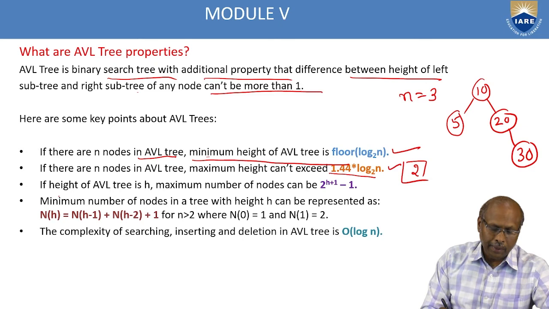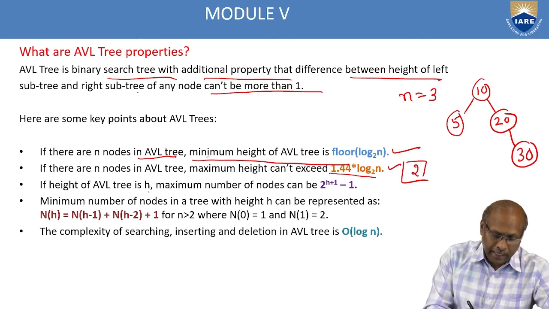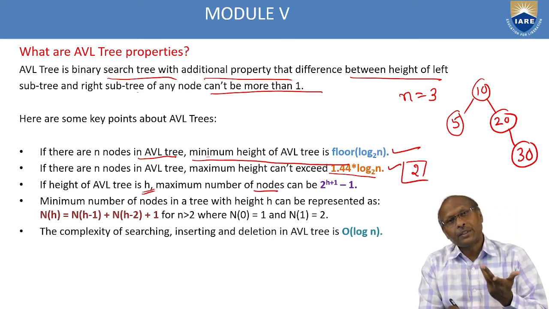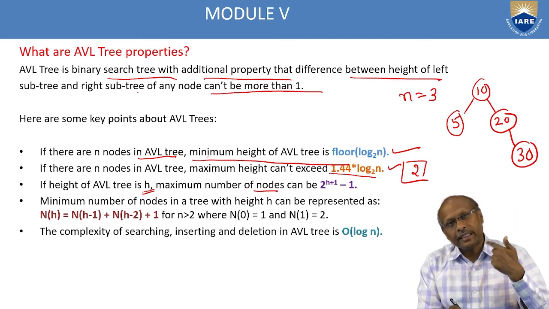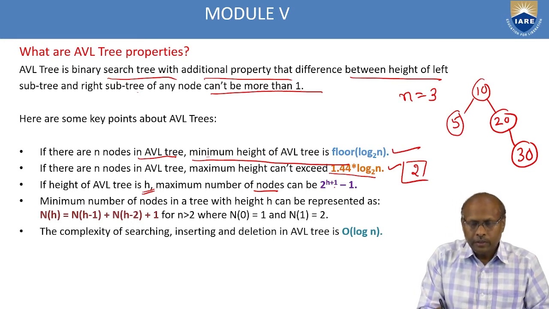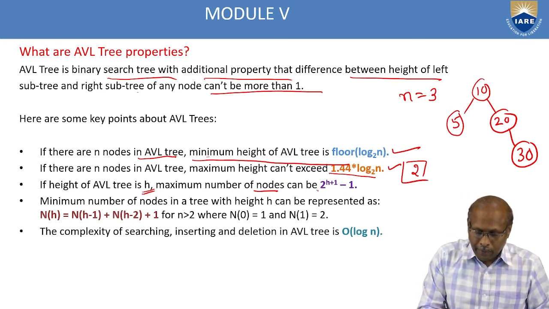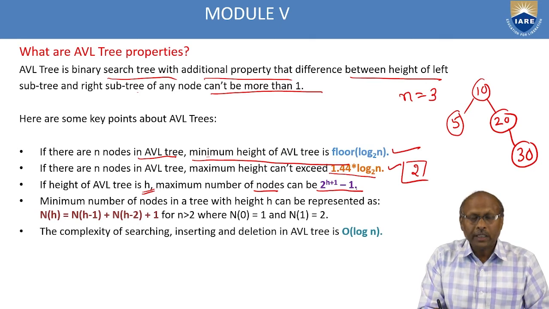Similarly, the third question they may ask: if an AVL tree has height h, that means if you know the height, then what is the maximum number of nodes? So the question is in reverse. Height is given, and now they are asking how many nodes are there in the tree. To find the number of nodes, you can apply this: 2 to the power h plus 1, minus 1.